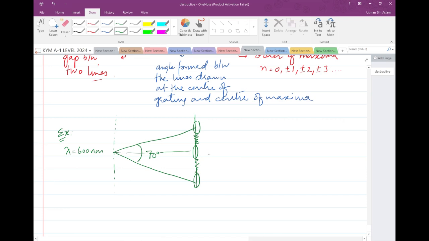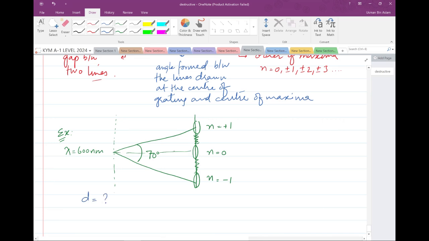Examiner tells you that here the order of maxima is 0, here the order of maxima is plus 1, here the order of maxima is minus 1. Basically, n plus 1 maxima and n minus 1 maxima are identical to each other. It's just that one lies above and one lies below. You have theta, you have wavelength, you have order of maxima. They ask you to find out d.